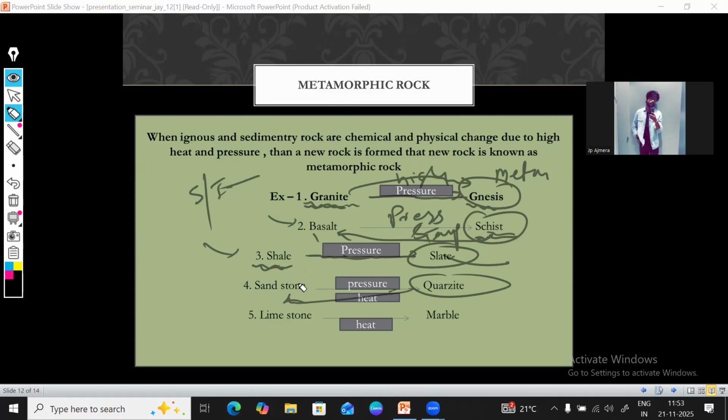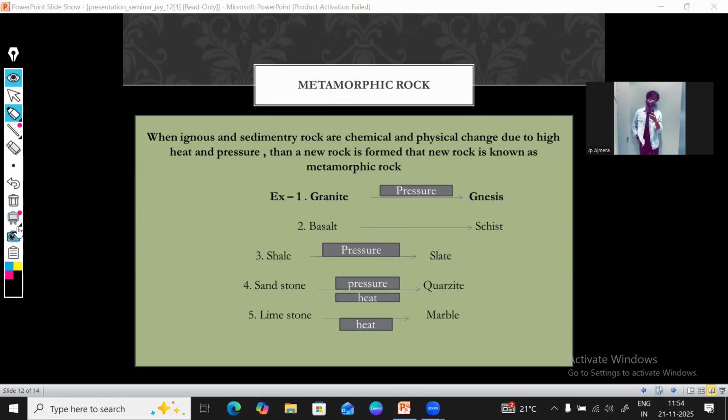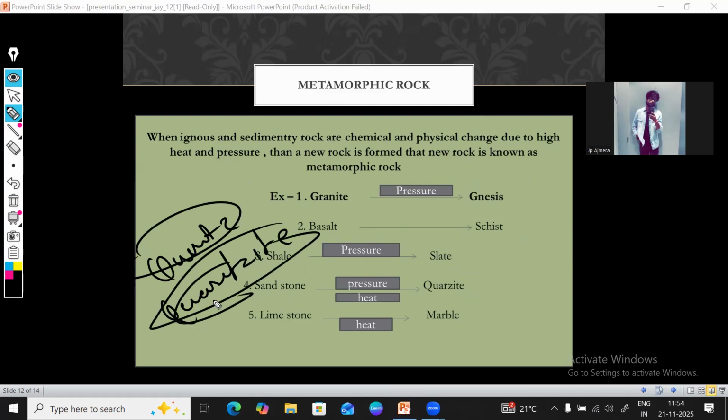What works on sandstone to convert it into quartzite? Sorry, quartz is a primary mineral. Quartz is a primary mineral, but quartzite is a type of rock. Just keep these things in mind. Remember these things so you do not get confused. Quartz and quartzite are two different things. Quartz is a mineral and quartzite is a type of rock.